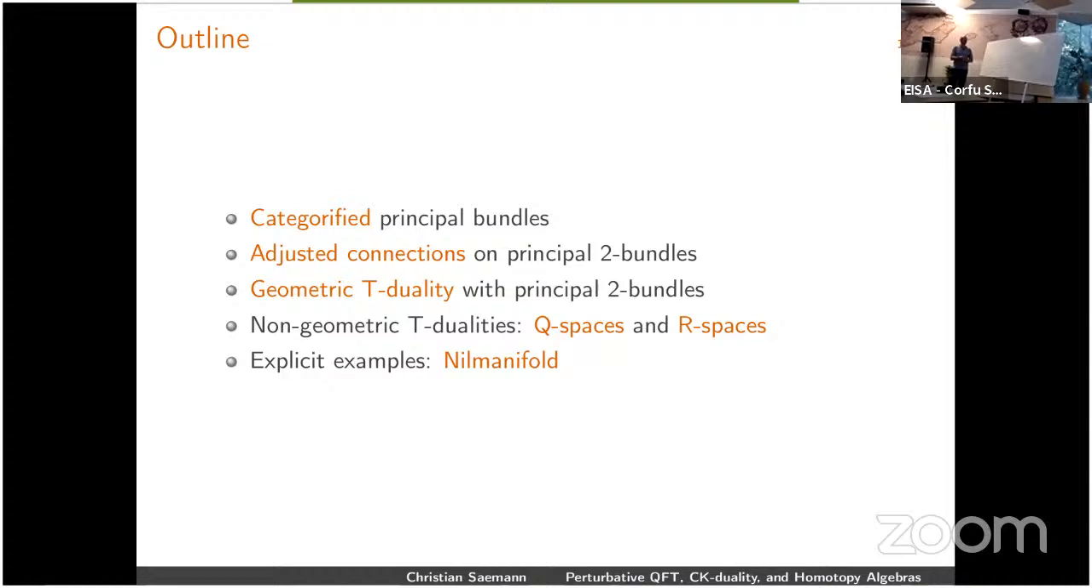I mean, this is more meant to lure you into this field of higher dimensional algebra. I'll talk a little bit about this adjustment problem on connections of principal two bundles, on non-abelian gerbes, simply because they have a little bit of a bad reputation, at least in the string theory community, I would say. Then I describe how geometric T-duality is fully done for arbitrary topologies in terms of these principal two bundles. And then I quickly sketch how the non-geometric backgrounds are done.